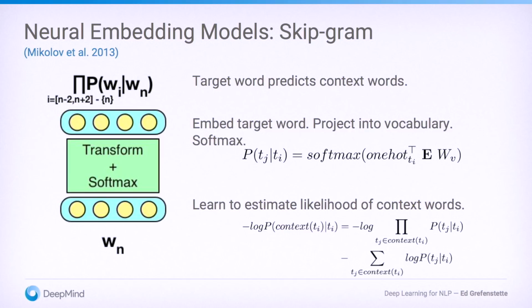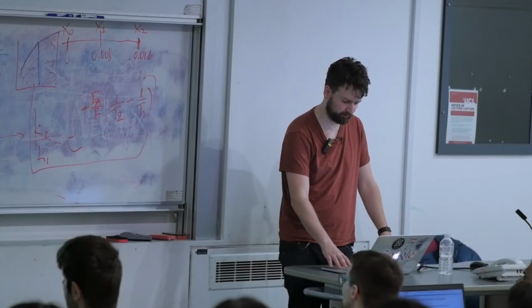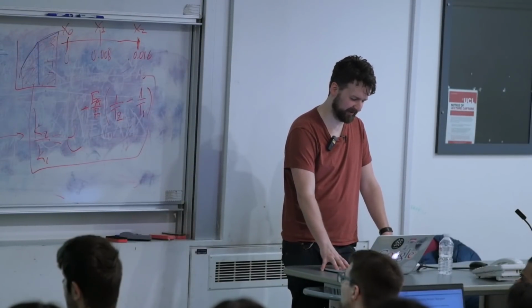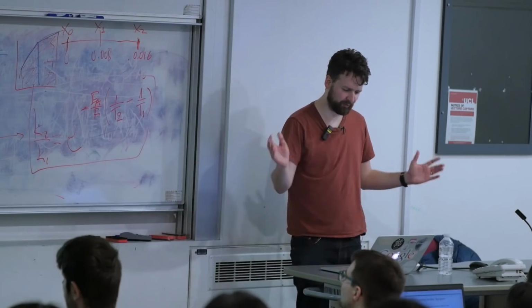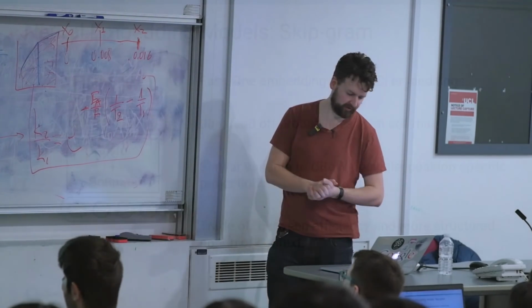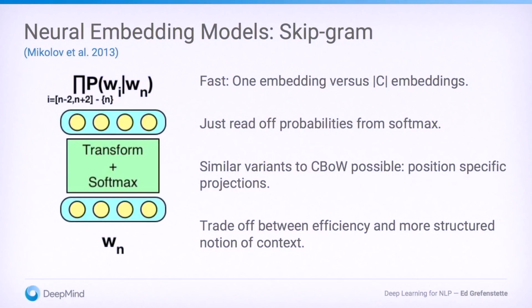So you can basically just do it in one pass and read the logits off your single projection. So it's very efficient to implement, and that's possibly the main reason why it's preferred. So it's a super fast approach. There's just one embedding operation, one projection. Read the probabilities from the softmax.